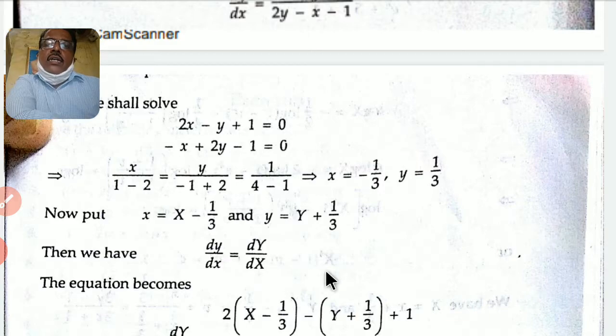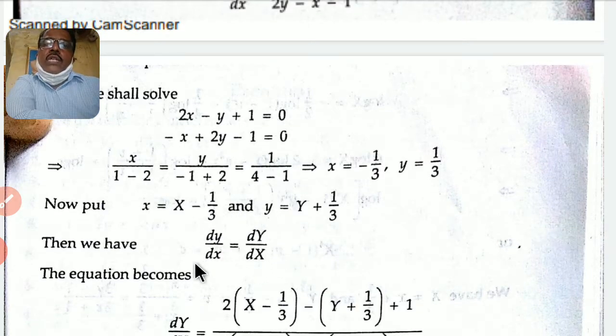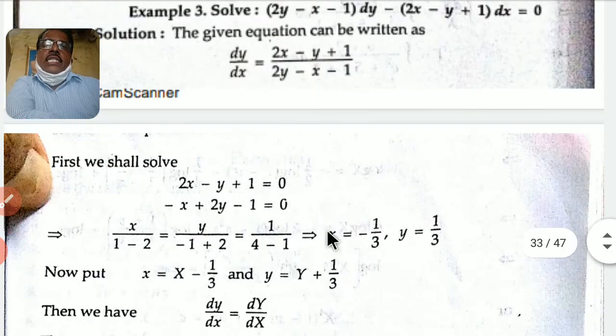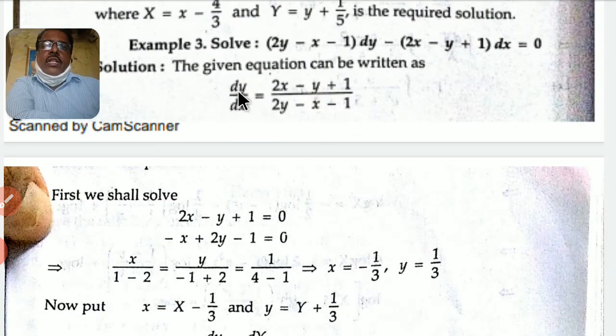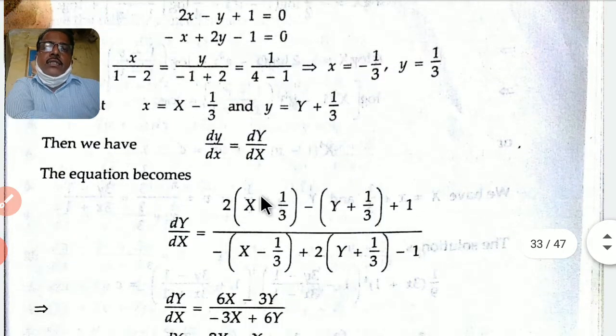Now afterwards, substitute this value, dy by dx is equal to dY by dX, and small x is equal to this one, and small y is equal to this one in this equation. So dy by dx becomes dY by dX, and 2 into, in place of x we write X - 1 by 3, in place of y, Y + 1 by 3. Similarly in the denominator, in place of y, Y + 1 by 3, in place of x, X - 1 by 3, minus 1, and remaining things as it is. And after that we obtain this equation.